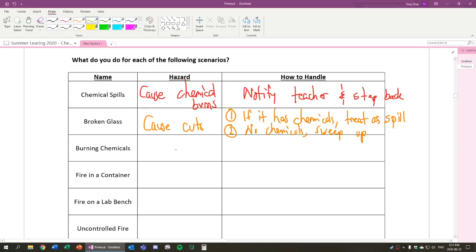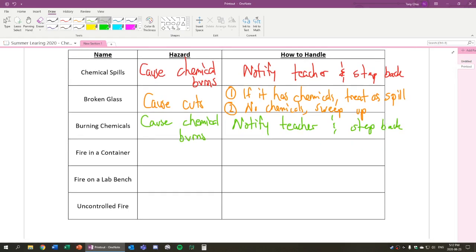Burning chemicals. Burning chemicals can cause chemical burns. This one is, again, just like a chemical spill. Notify teacher and step back. Number four, fire in a container. So this one can give you burns. So what do you do? Well, when there's a fire in a container, you want to put a lid on it.